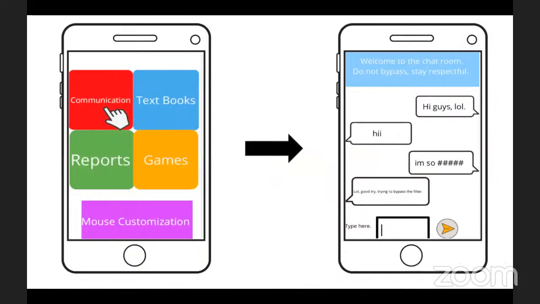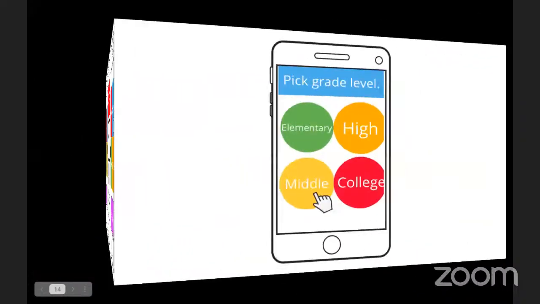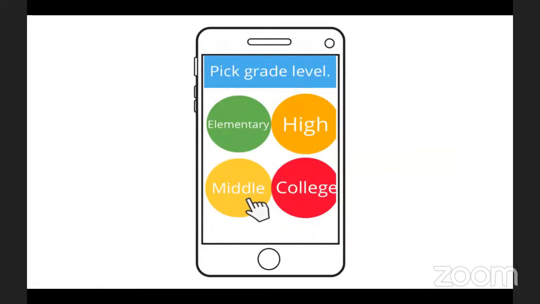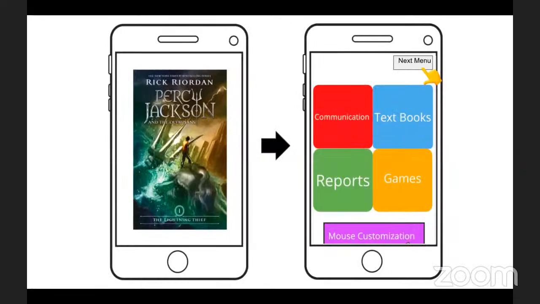And here we're gonna click on communication. Since I wanna chat with my friends, it's gonna say, welcome to the chat room. Do not bypass and stay respectful. Oh look, my friend said something bad. We're gonna go record it. These are the reports, and you can put the action they did and the individual's name, and then we can go to textbooks, and there we can pick the grade level, and then there we have the Lightning Thief, which you can read, and then you can go to the next menu, and now it's loading.